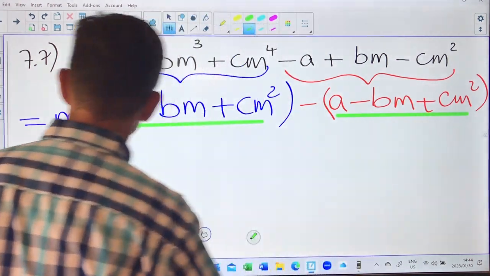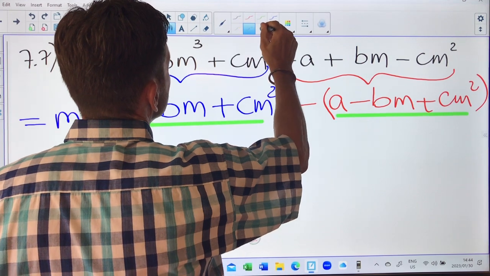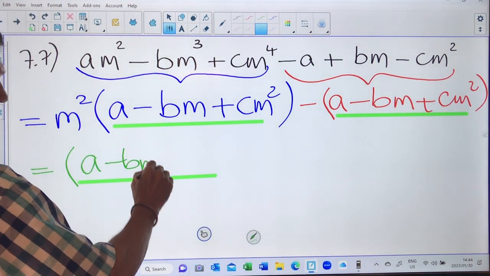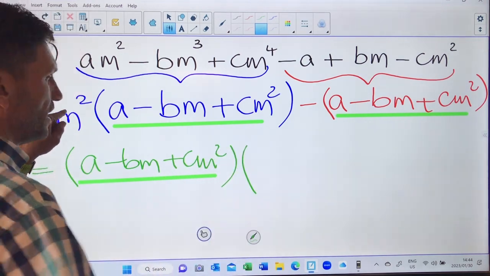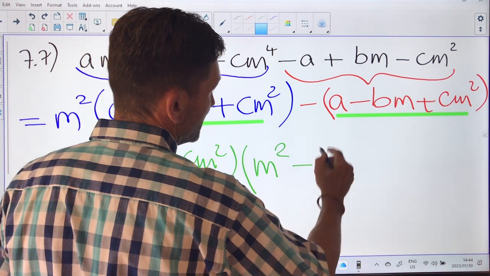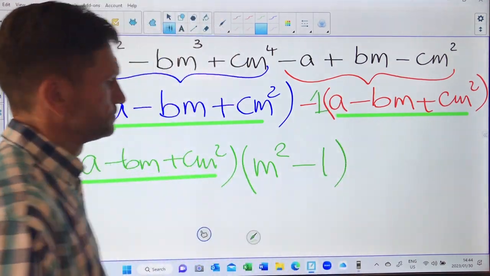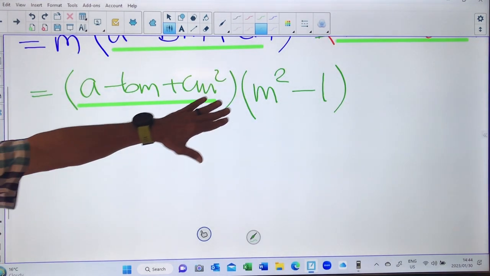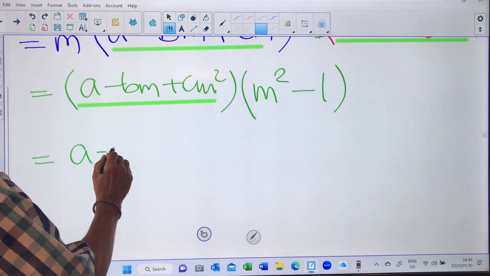And then I'm going to put that in front. A minus bm plus cm squared. Here we are left with m squared, and here we are left with a -1. We're not done yet, because this is a difference of 2 squares. We have not done any of those yet.